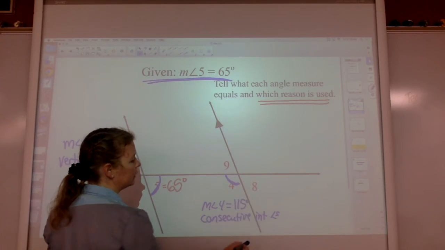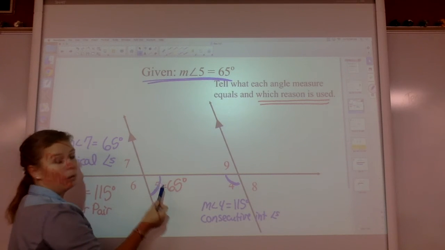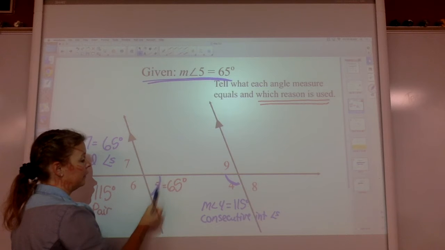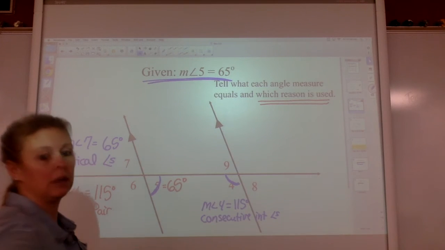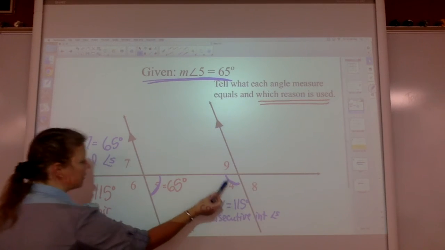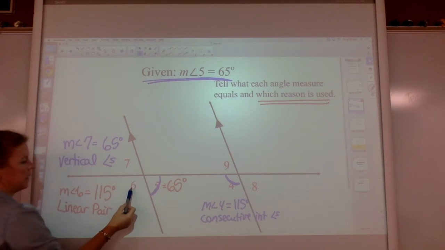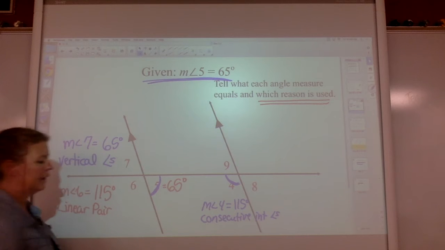Consecutive interior angles are supplementary. As you can tell, which I should have noticed, this is definitely acute, only 65 degrees. That is very obviously obtuse at 115 degrees. And now you can check your answer. Yes, 4 and 6 are corresponding angles, which means they are congruent.